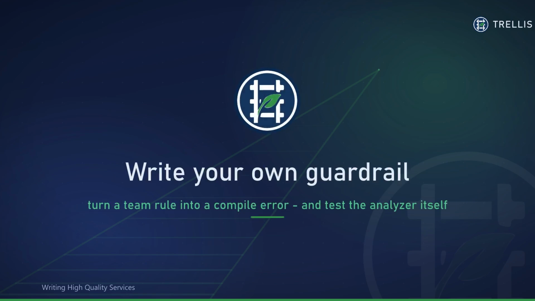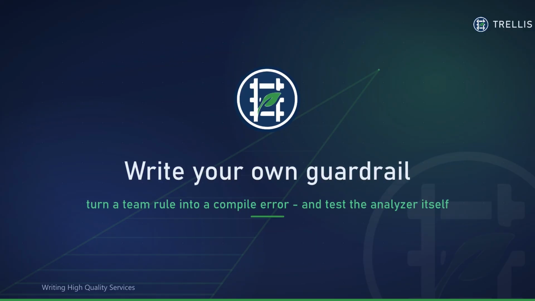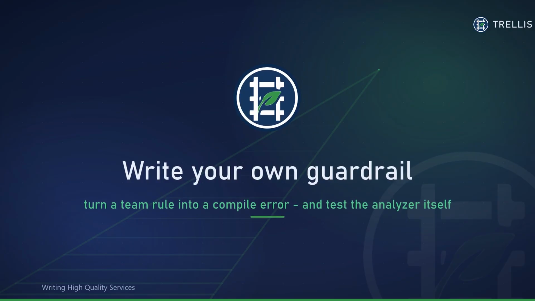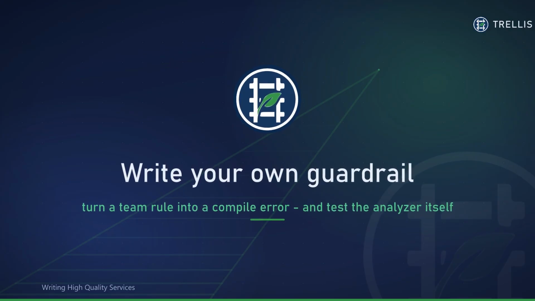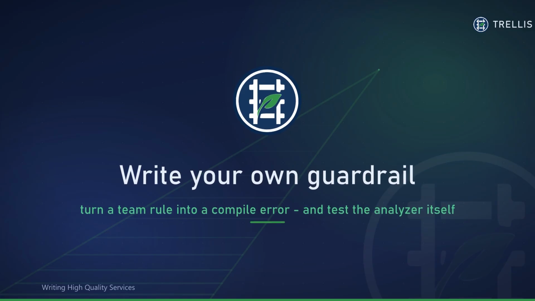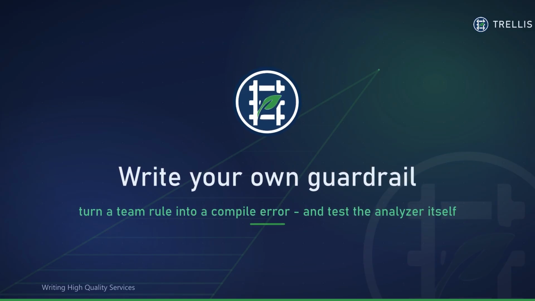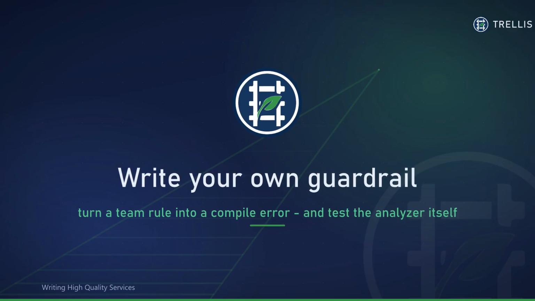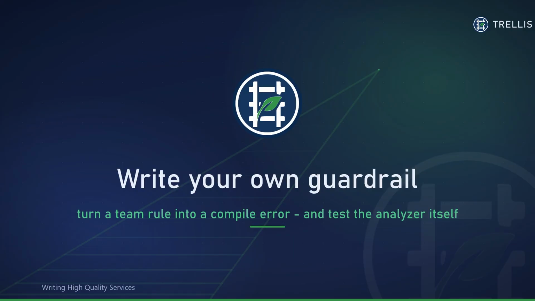All series, Trellis has been catching mistakes at compile time with its analyzers: unsafe value access, the wrong railway operator, a missing guard. But here's the thing, that machinery isn't magic, and it isn't only for the framework team. You can write your own analyzer for your own team's rules and turn a convention that used to live in a wiki nobody reads into a compiler error nobody can ignore. And because an analyzer is just code, you test it like code. Let's write one and prove it works.